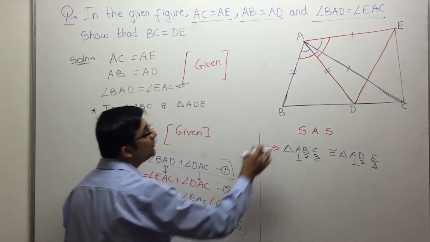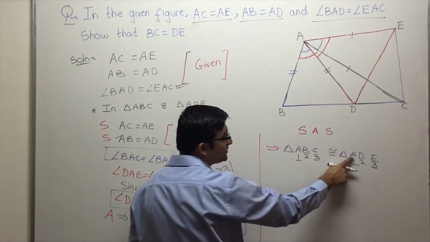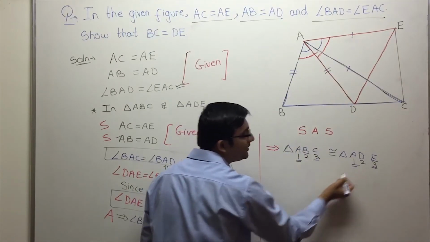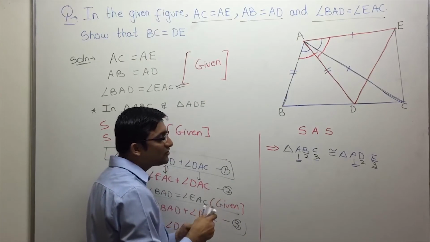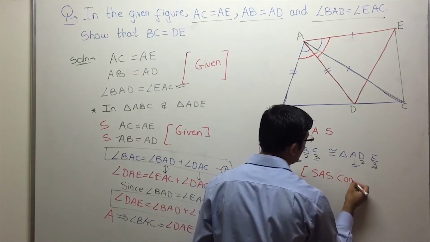Next, the angle should be equal. So angle A over here should be equal to angle A over here. First letter corresponds to first letter. So angle A is equal to angle A. That means this over here is the congruence statement. What is the criteria used? SAS congruence rule.